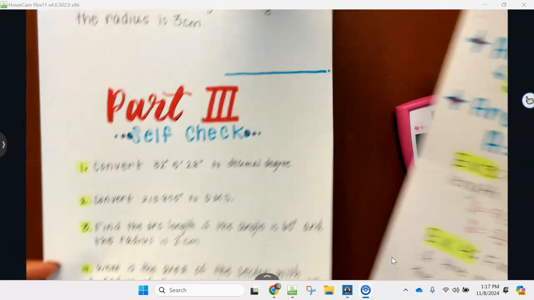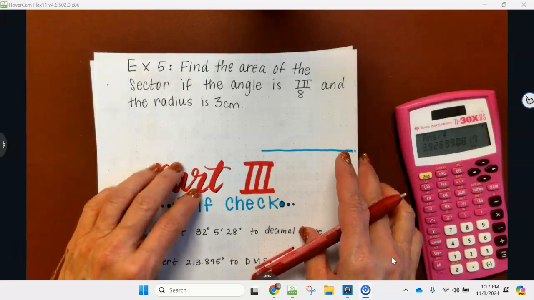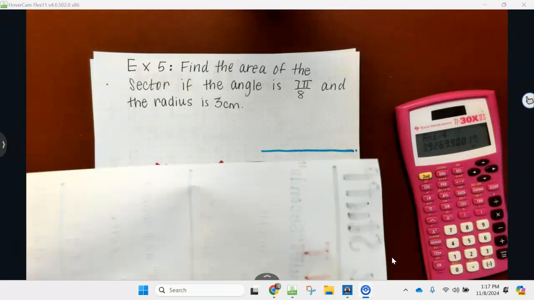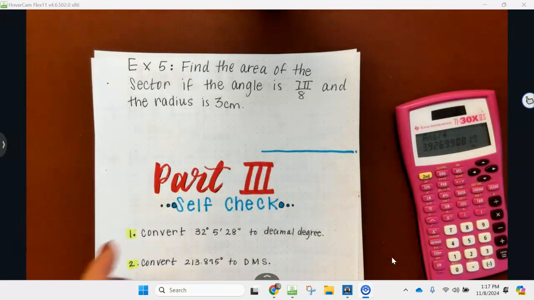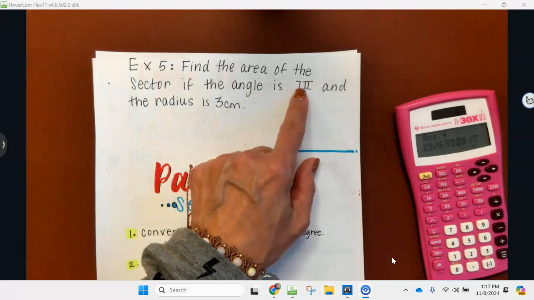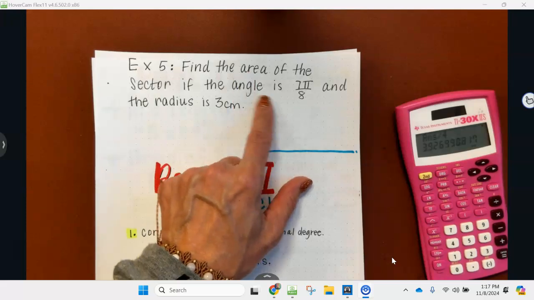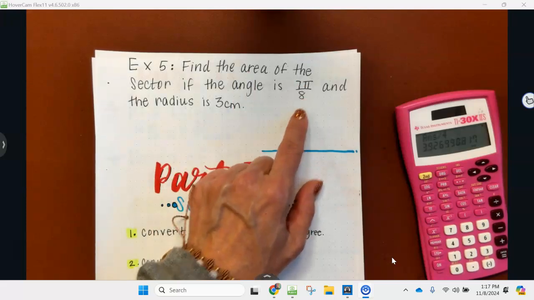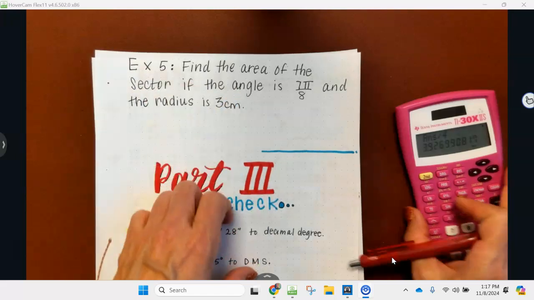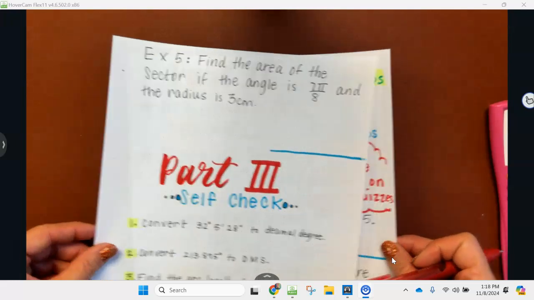Let's look at one more before we do our little self-check. Pretty short lesson today. Please copy this down. This is about area of a sector. It says find the area of the sector of the angle that is 7 pi over 8. So the central angle measure is 7 pi over 8, and the radius is 3 centimeters. So we're going to find the area of the sector created.